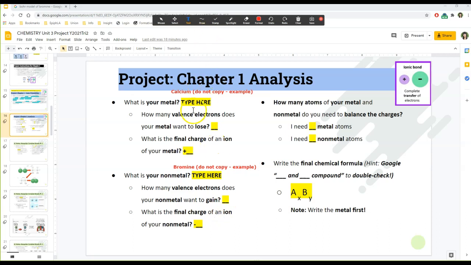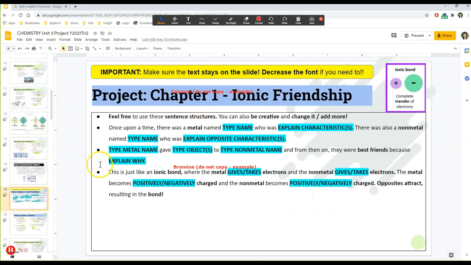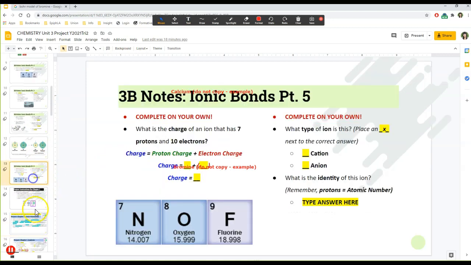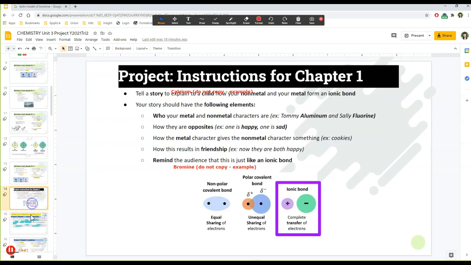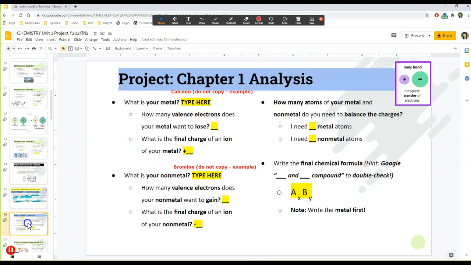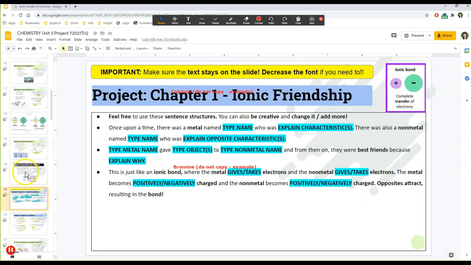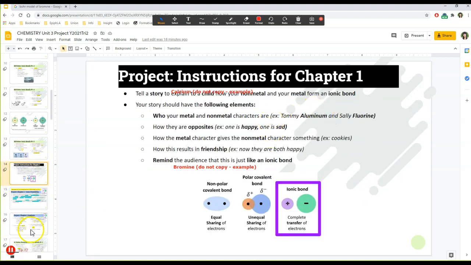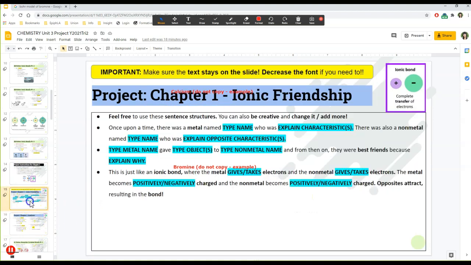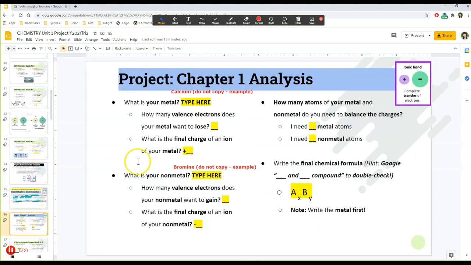And so going back to that, yours should actually be what was in your story. I know it was a little weird because I did fluorine and I did aluminum, but I should have done bromine and calcium based on what I chose, but I just wanted to keep consistent with the example I showed you. So anyway, here's calcium, here's bromine.